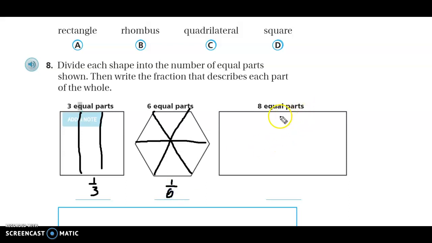8 equal parts. So I divide it across here like this. A couple different ways you could do it. You could go 8 straight down. I cut it in half. Boom. Boom. Now my parts are not exactly right, but that's how I did it. You could have gone 8 across, making 7 lines across, or 7 lines up and down. They would have given you 8 equal parts also. And they are all 1/8 of the whole.